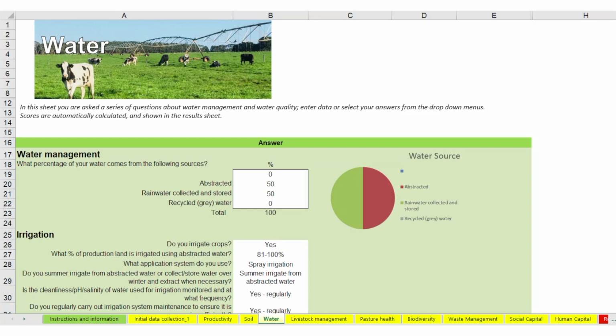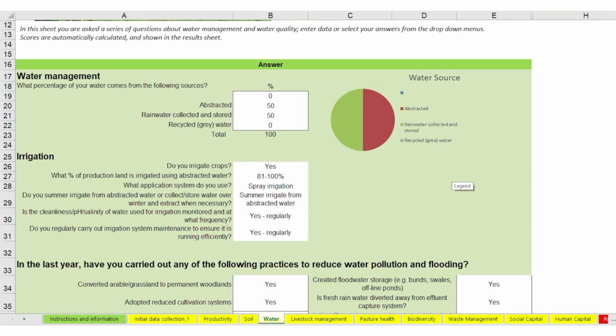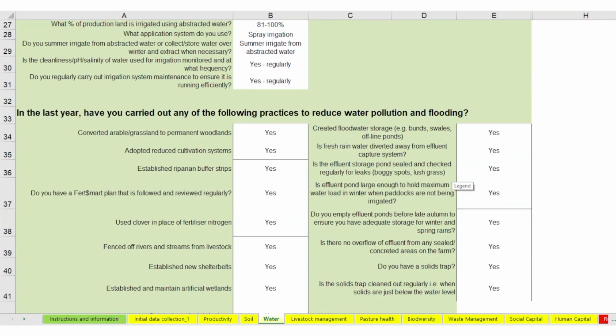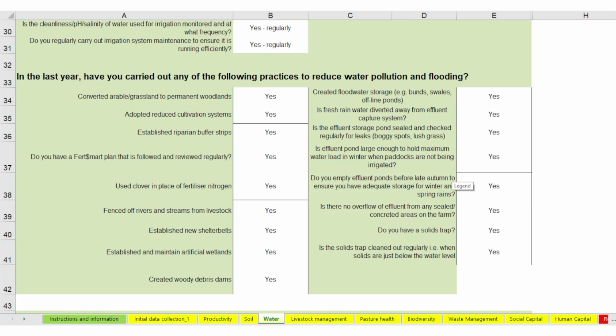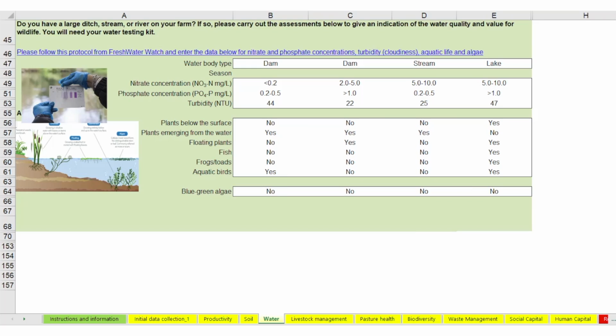We now look at water management. Higher scores are gained from collecting and reusing water as opposed to abstracting. With regard to irrigation, lower scores are given to spray irrigation due to water loss from evaporation and runoff. Systems that are monitored and serviced regularly get higher scores. There are several practices that can help reduce water pollution and flooding. If you have any large water bodies on your farm, you'll need to carry out a water quality test.